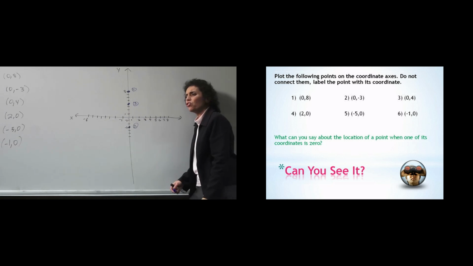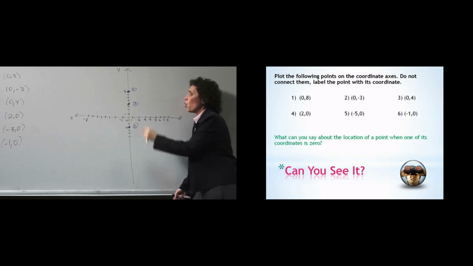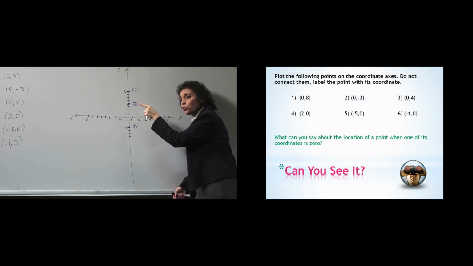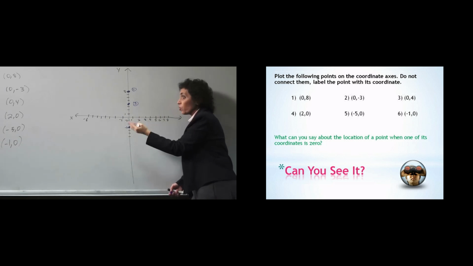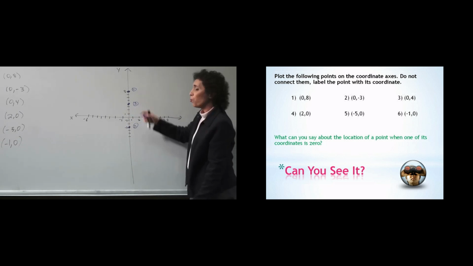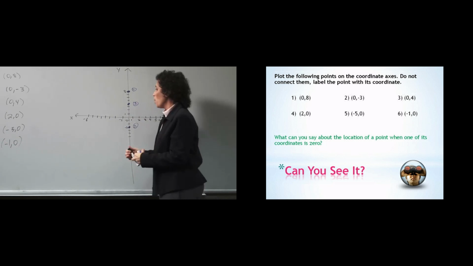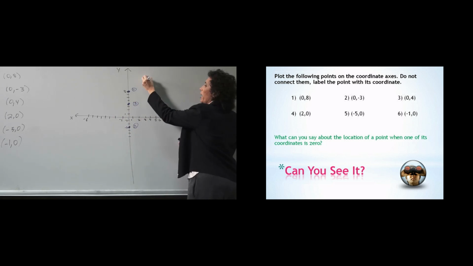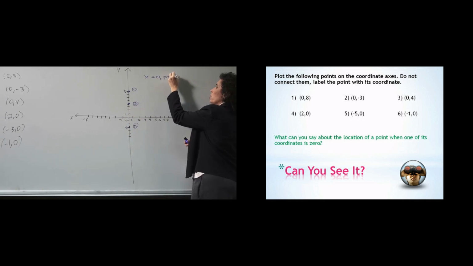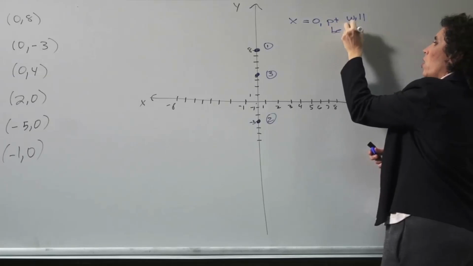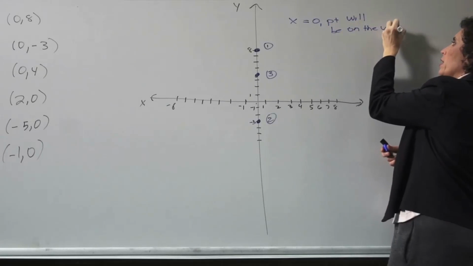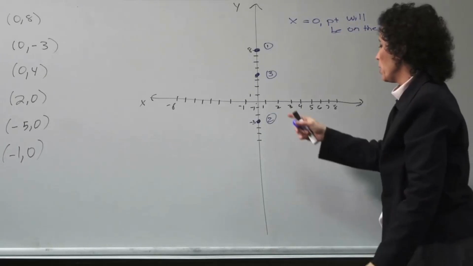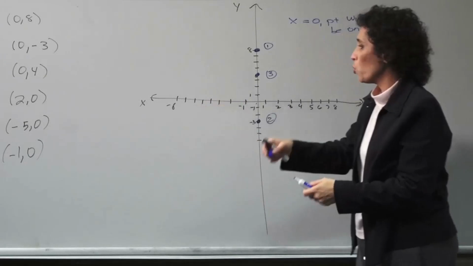Why do I keep doing the same points? I want you to notice something. When X is 0, as in those first 3 examples, and Y is some number, where will your point always be? Your point will always be on the Y-axis. Why is that true? Because if your X is 0, you can't move left or right, so you're only going to move up or down. So when X is 0, your point will be on the Y-axis.